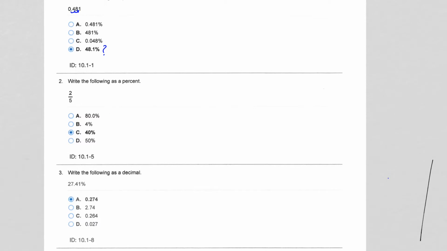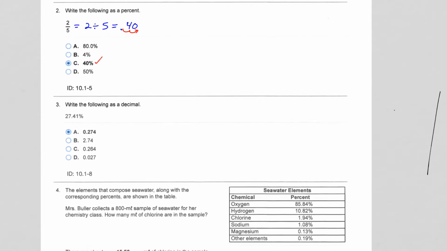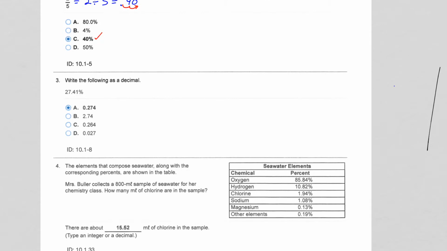Number 2 is a fraction, so we're just going to put this in our calculator. 2 divided by 5 in that order. That's going to give you 0.40, and then from there you move two places to the right. So we're just verifying these answers. 27.41%, we're changing to a decimal. So we're going to go ahead and move two places to the left. And there it is right there.